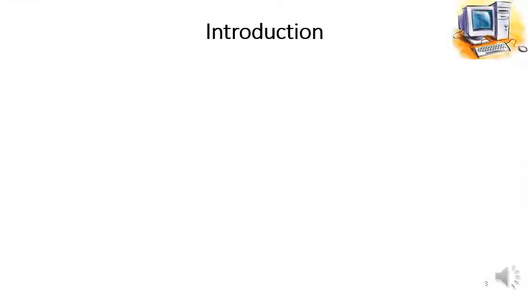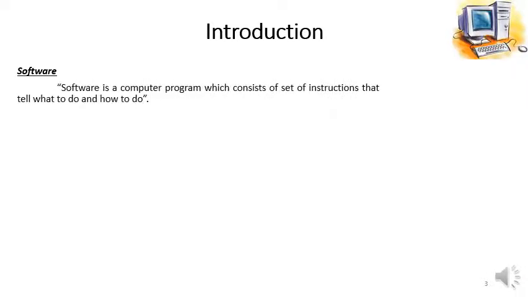Introduction. First of all, software. Software is a computer program which consists of a set of instructions that tell what to do and how to do. In the last unit, when we were differentiating between software and hardware, we defined software as all the non-physical components of a computer. That is also a valid definition.